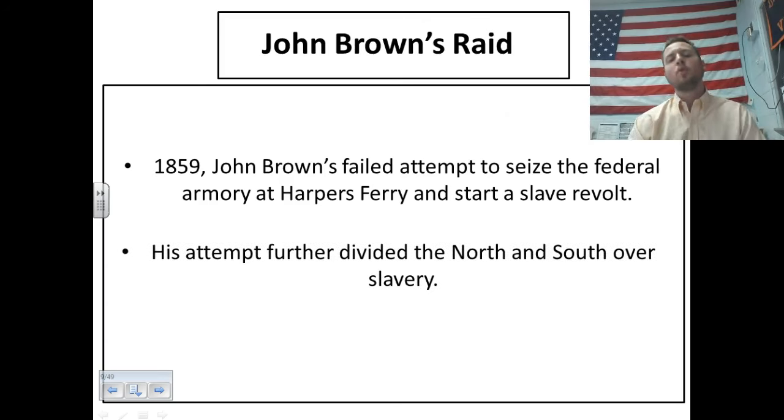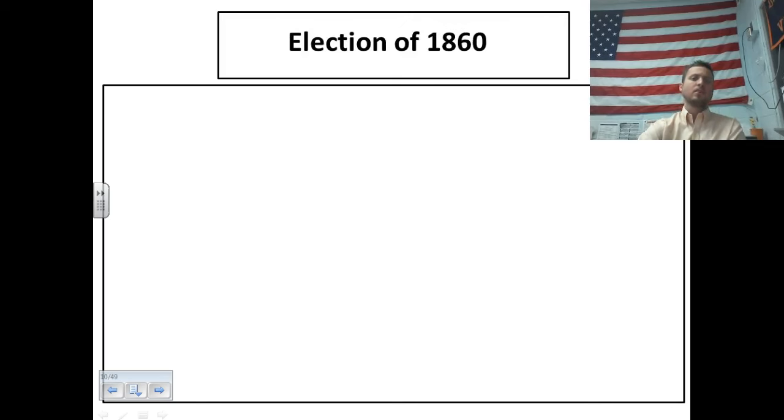You know what? The second one, put this down. His attempt further divided the North and South over slavery. You know what this is an example of? The Northern abolitionists battling Southern defenders of slavery, because John Brown certainly was a Northern abolitionist. So please put that it divided the North and South over slavery, and the John Brown card is done. Next one.